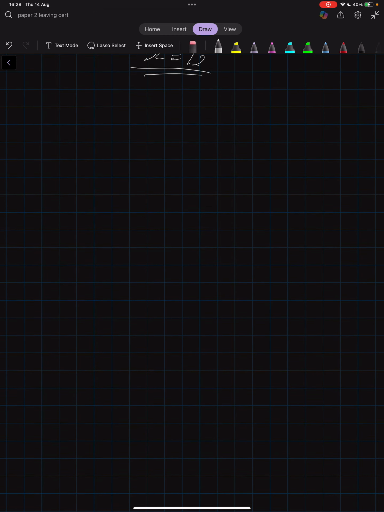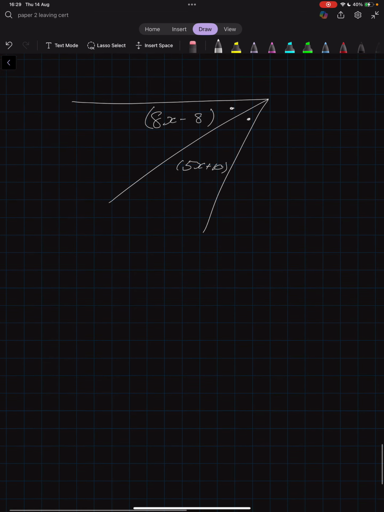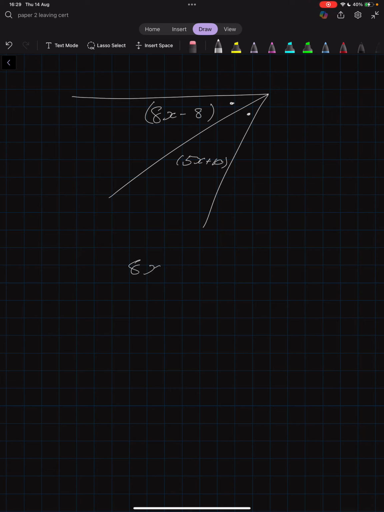I'll just do another one, something like this. It says that this angle is the same as this angle, and that this angle is 8x minus 8, and this angle is 5x plus 10. So to figure out what x is, 8x minus 8 has to be equal to 5x plus 10. Minus 5x off both sides and add 8, I get 3x equals 18, so x equals 6. Okay? So that is basically that.